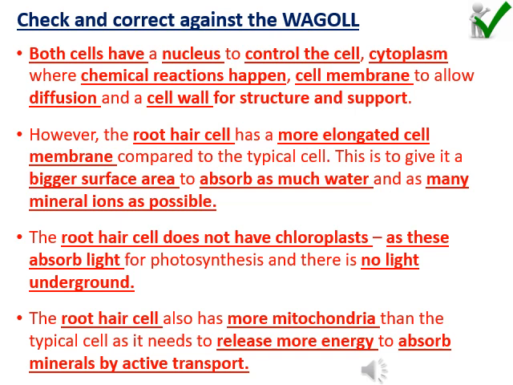I've done the same thing with the cytoplasm, so they both have a cytoplasm, which is where the chemical reactions happen. They both have a cell membrane to allow diffusion, and a cell wall for structure and support. If there is anything that you missed out there, please add it in a different colour to help you to improve your answer. So that's my similarities done, and you've got a perfect example of what a good one looks like for a compare question and how you would write down your similarities in terms of what are the similarities, and why do they have them.